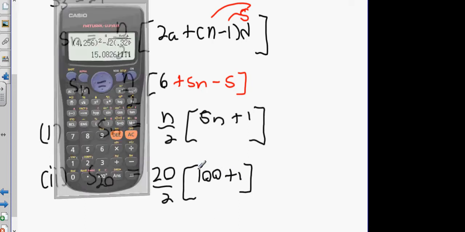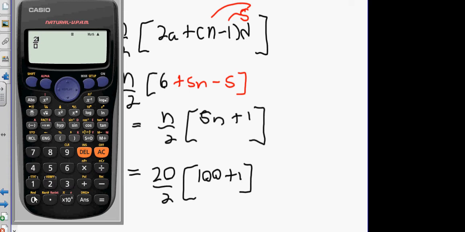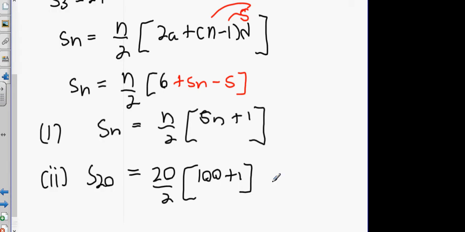Now all you have to do is just basically use the calculator. So just press the fraction button at the start. So 20 divided by 2, and then press the right button to get away from the fraction. So 100 plus 1, close bracket, press the equal sign, you get 1010. So the answer to this question is 1010.